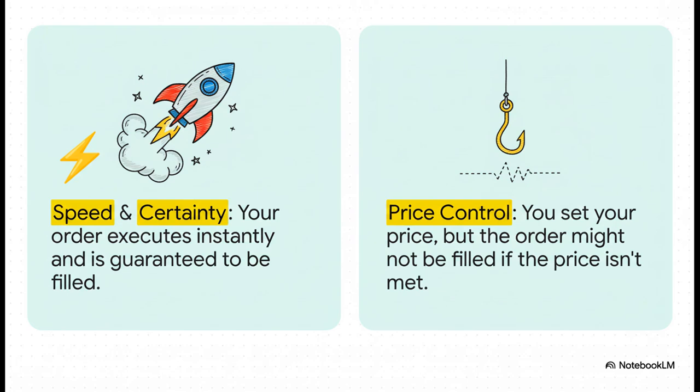And that question really gets to the heart of it. A market order is all about speed. It guarantees your trade will execute instantly, no questions asked. A limit order, on the other hand, is all about control. You get to set the exact price you want, but there's a catch. It might not happen if the market never reaches your price.